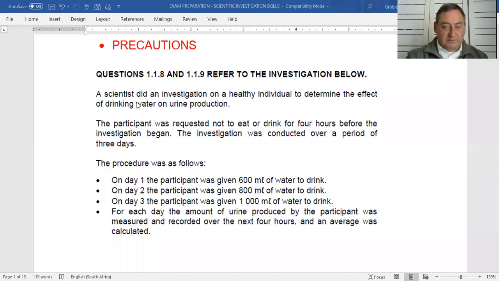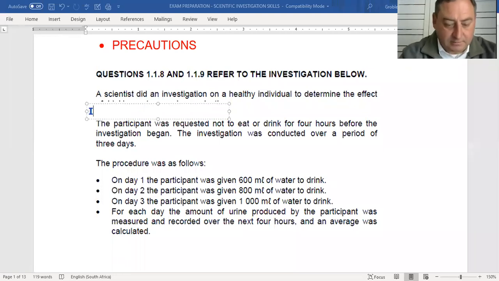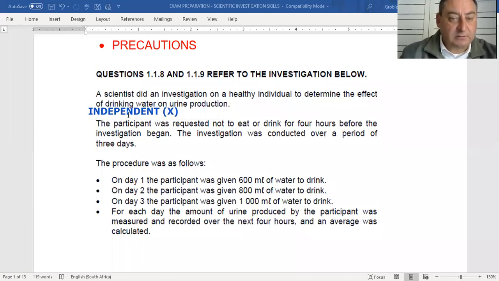So the cause is the drinking of the water. So can I say the drinking of the water is the what variable? What can we type in? Remember what we said, the cause is always the independent variable. And if I draw a graph, it will come on the what axis? The x-axis. So the cause, the drinking water, is the independent variable.